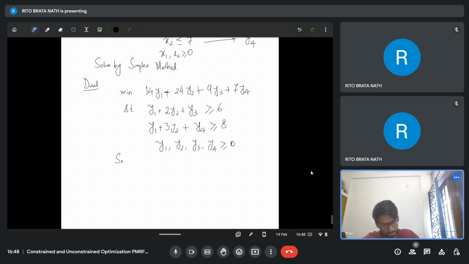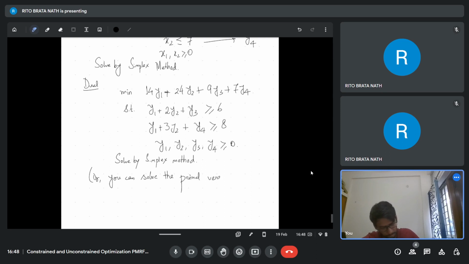So you can solve it by simplex method, or you can solve the primal version using dual simplex method.